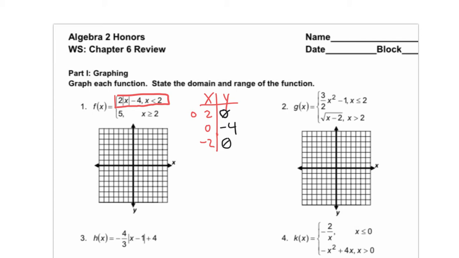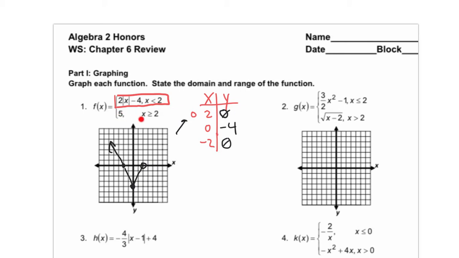So the point negative 2 comma 0 exists on the graph. The point 0 comma negative 4 exists on this graph, which is right there. And there's a hole right there at 2 comma 0. So that would be right there. So this absolute value function looks like that.